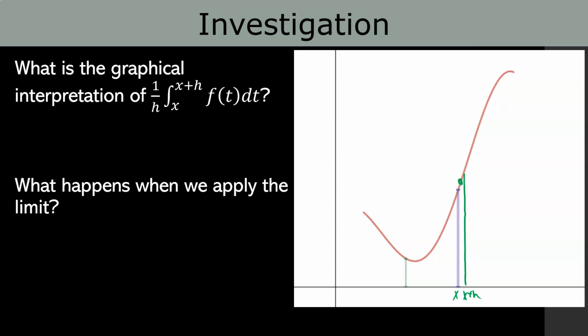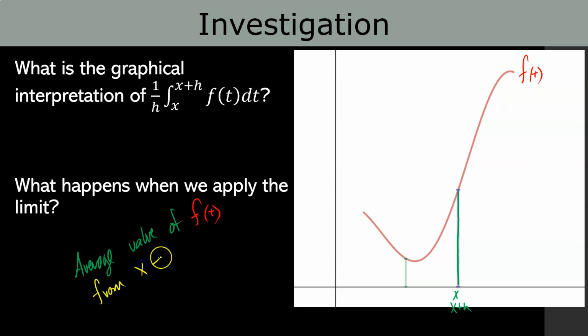Except, I wouldn't really say h is going to 0 yet. That's not really close. We've done enough limits. By the time we're done, x and x plus h are going to be on top of each other, basically. And so what will we really be doing? We'll be finding the average value of f of t from x to x plus h. Except x plus h and x are in the same spot. So it's kind of like it's at x.